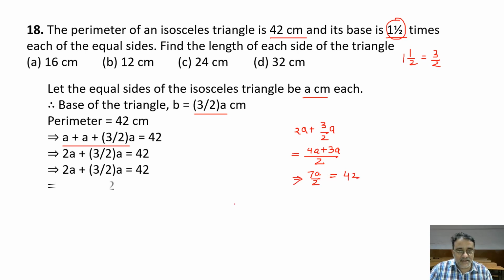So यहाँ तक आ गए हम लोग. 7A by 2 is equals to 42. देखो ध्यान से 7 से कैंसिल कर सकते हैं हम लोग. So what is A? 6 into 2, 12, right? So we are going to get 12 centimeter. So which is the correct option? Option B. Option B, right.